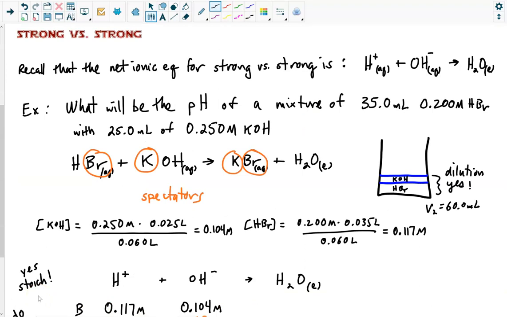All right, let's start this first scenario, strong versus strong. Now remember, for the net equation for a strong versus strong, it ends up being H plus, OH minus gives you water. Okay, or H3O plus, OH minus gives you 2H2O. So here's the scenario. It says, what will be the pH of a mixture of 35 milliliters of 0.200 molar HBr mixed with 25 milliliters of 0.250 molar KOH?